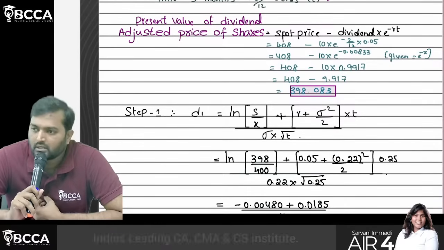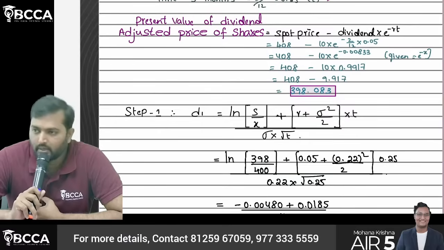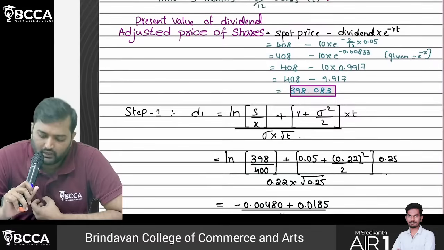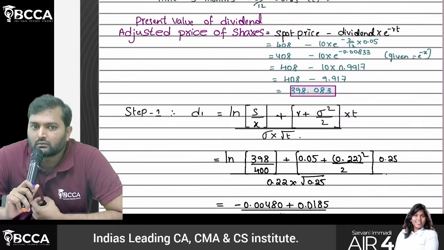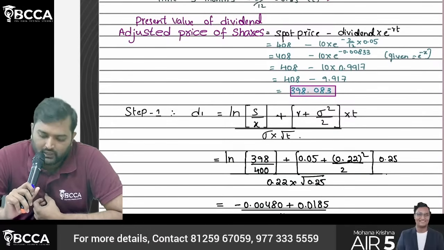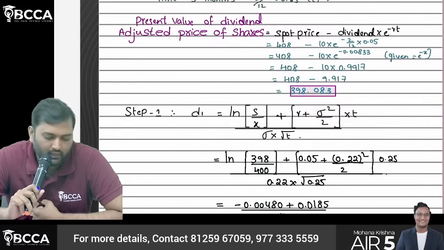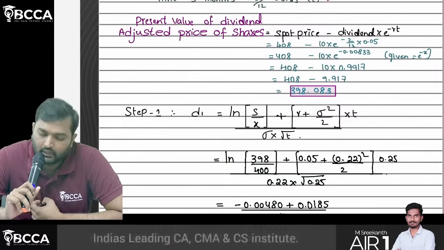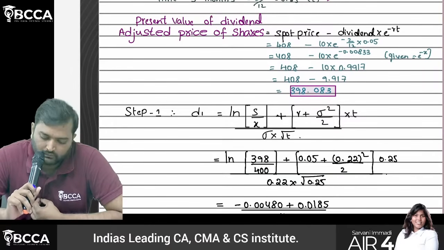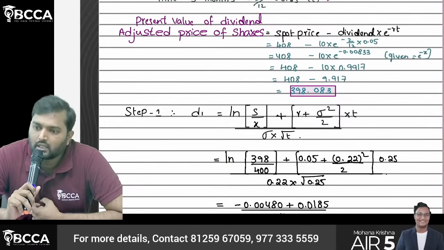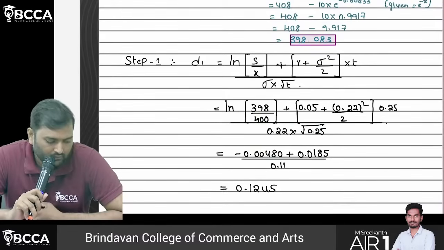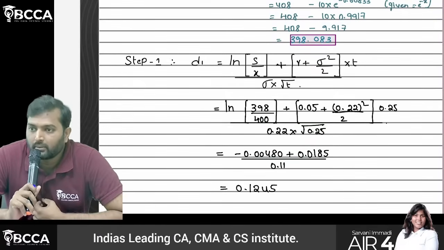X means strike price. Natural log of S by X plus R, the rate of interest, plus sigma square, variance, divided by 2, into T, divided by sigma into square root of T. Natural log of the adjusted spot price is already calculated. What is the adjusted spot price? 398 divided by the strike price. What is the strike price? 400.